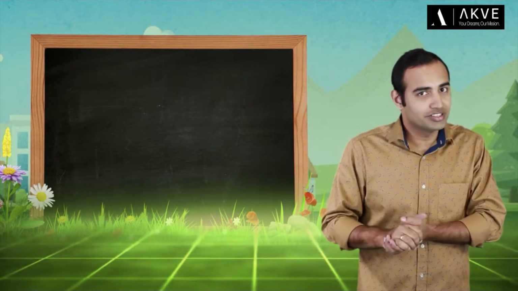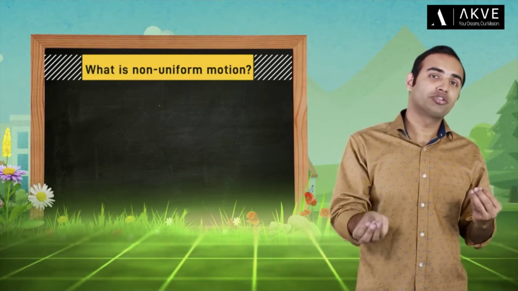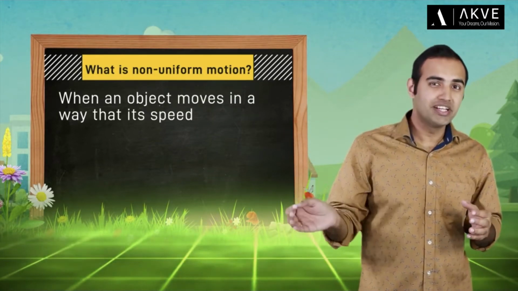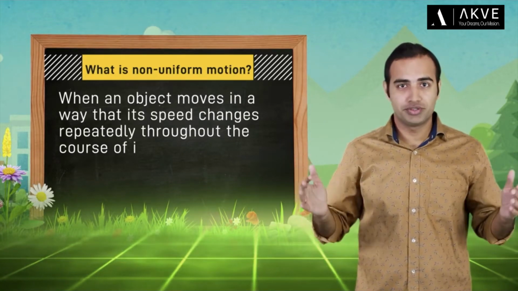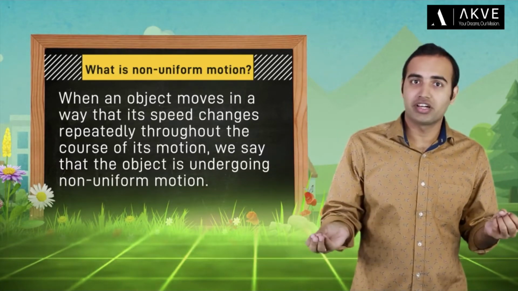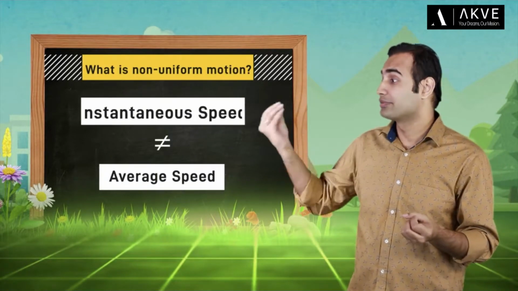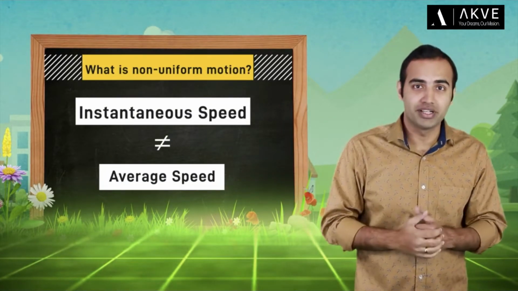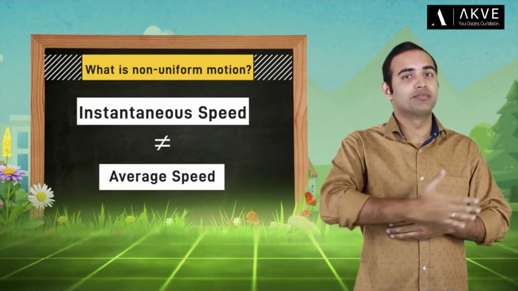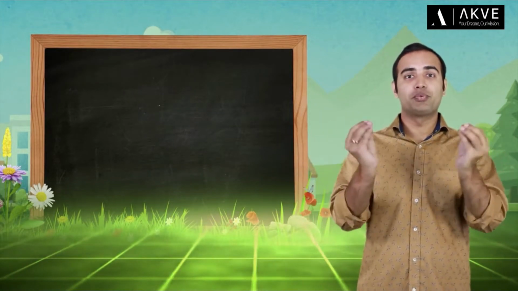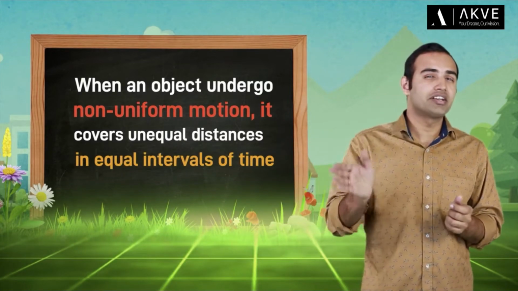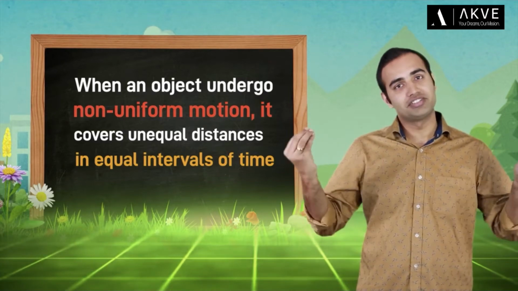Now, once you understand the concept of uniform motion, the concept of non-uniform motion is pretty self-explanatory. So, when an object moves in a way that its speed changes repeatedly throughout the course of its motion, we say that the object is undergoing non-uniform motion. And of course, when an object undergoes non-uniform motion, its instantaneous speed is not equal to its average speed, which means there will be at least one instant where the instantaneous speed will be different from the average speed. We can put this same idea in a different way as well. We can say that when an object undergoes non-uniform motion, it covers unequal distances in equal intervals of time.